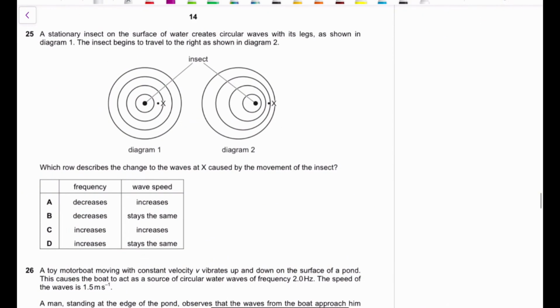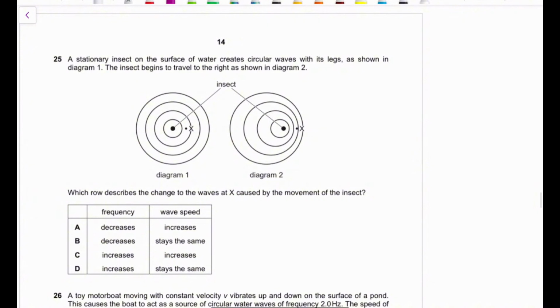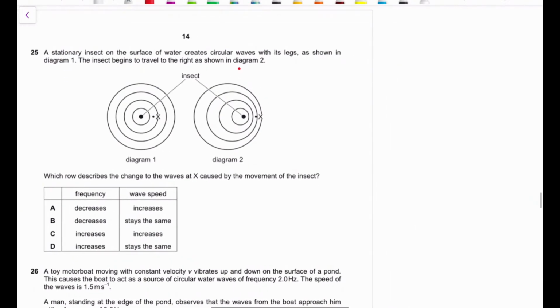Very important. Move on to question 25. Given a stationary insect that is on the surface of water that creates circular waves with its legs. So the stationary insect is on the water, as you can see, and is going to create circular waves with its legs on that water. Now, as the insect moves here, which option describes the change in the wave at x caused by the movement of the insect? So we want to study the movement of this insect.